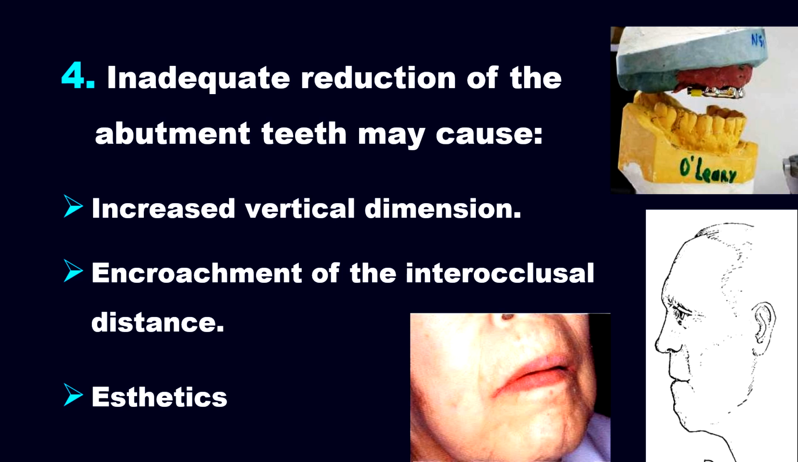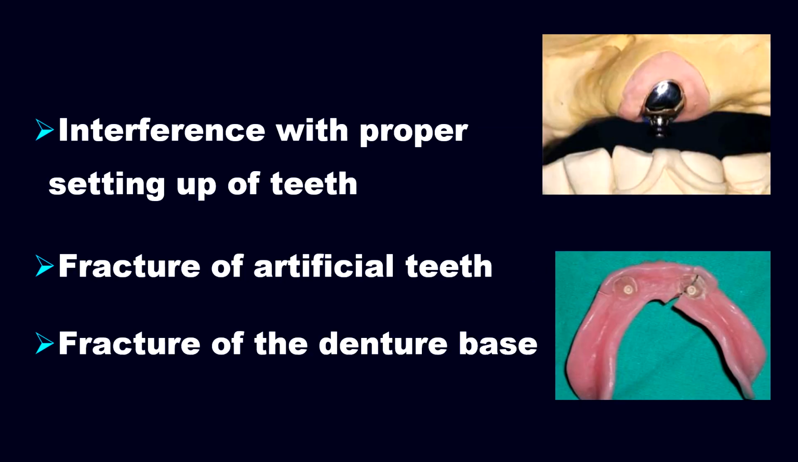than that, because that will in turn increase the vertical dimension of the denture that you fabricate and eventually increase the vertical dimension for the patient. Interference with proper setting up of teeth, that is proper teeth setting, would be difficult if the abutment height is going to be more, and then you will be fabricating a metal coping over it. The height will be increased, and fixing teeth over that will be difficult.